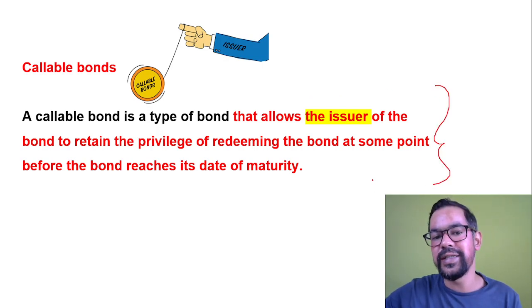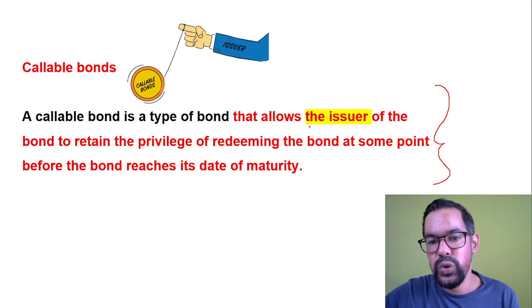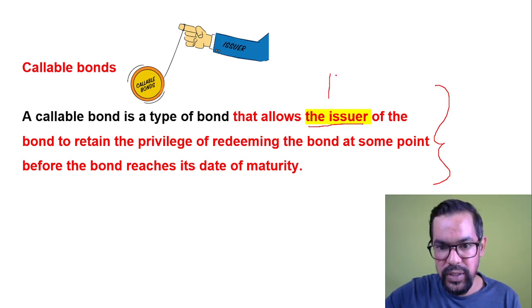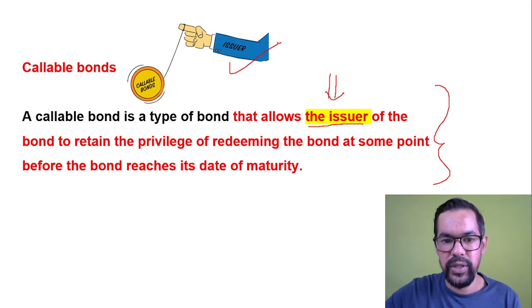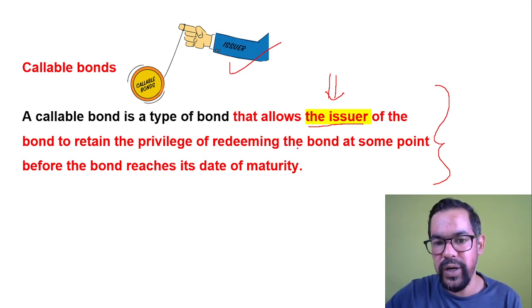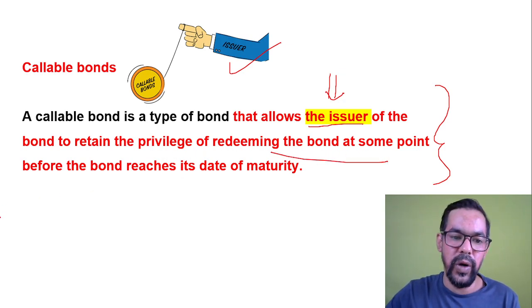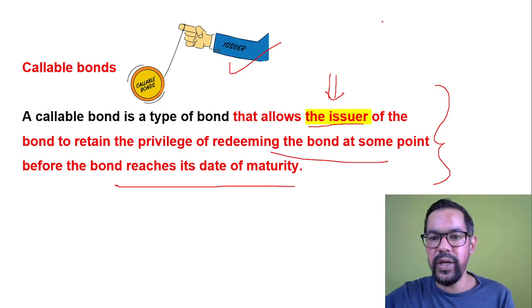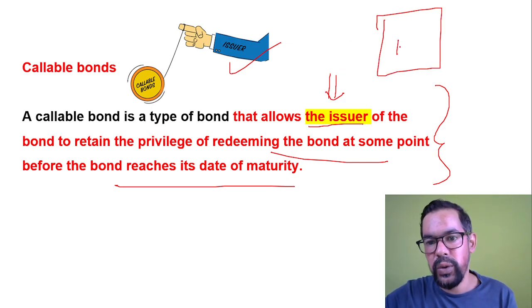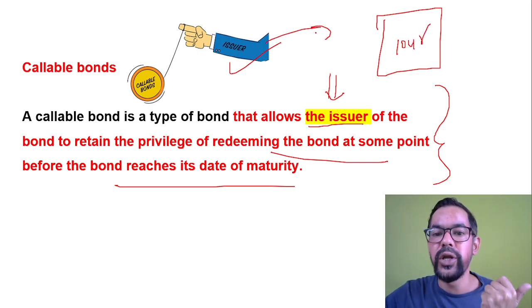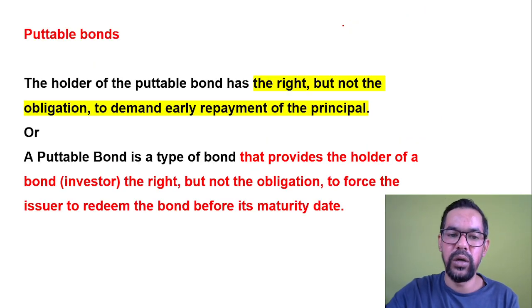A callable bond is a type of bond that allows the issuer of the bond to retain the privilege of redeeming the bond at some point before the bond reaches its maturity date. Do remember this: issuer. As I gave you an example, the maturity was 10 years, but the issuer may redeem that particular bond in 7 years only. So that is called a callable, call option.